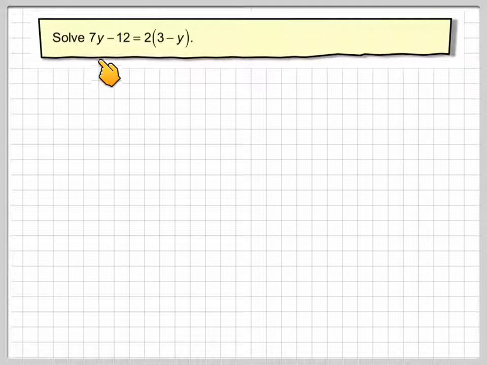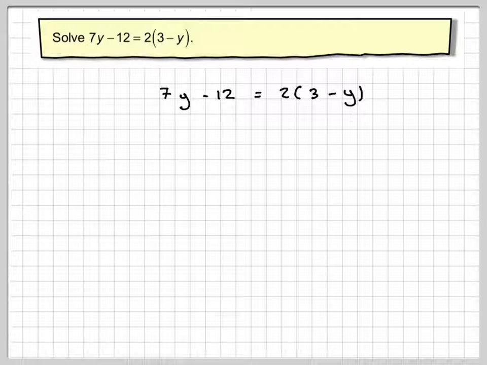Solve the equation 7y minus 12 is equal to 2 brackets 3 minus y. So here we're solving an equation with y on both sides and a bracket on one side. So the first step would be to in fact expand this bracket here.